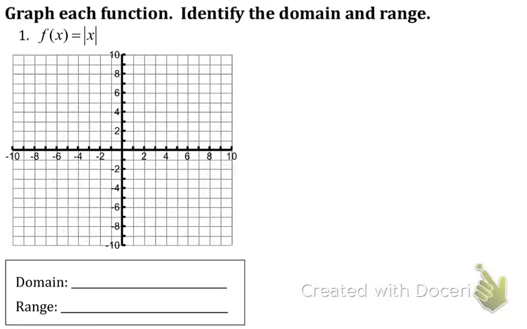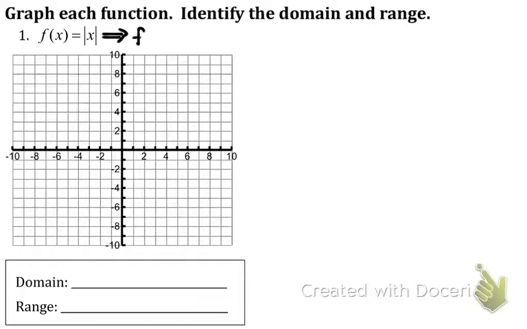So let's start with a graph. We are going to graph the absolute value function and then identify its domain and range. Our first example is the parent function f of x equals the absolute value of x. Now this one doesn't look much like our general form because there's nothing being added or subtracted inside the absolute value bars, or on the outside.